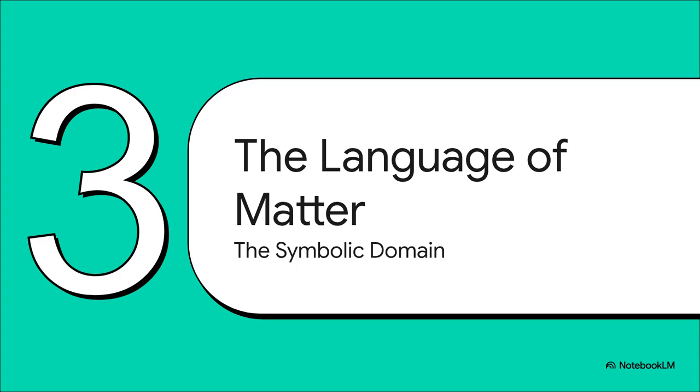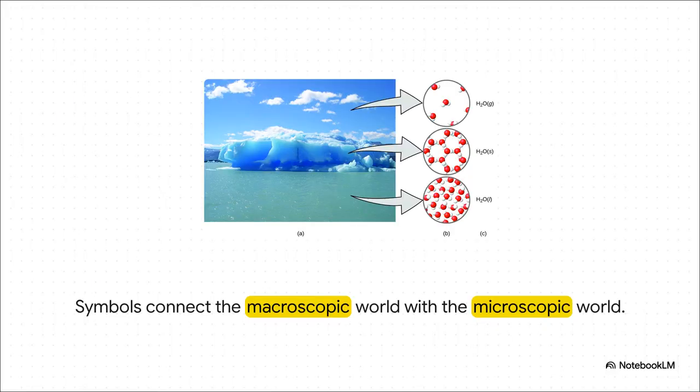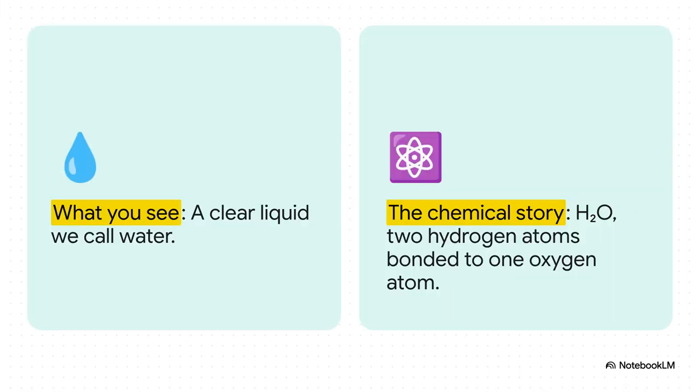And that brings us to the 3rd level, the symbolic domain. This iceberg is the perfect way to picture it. The part we can see, the macroscopic world, is just the tip. All the real stuff, the vast, invisible world of atoms and molecules, is happening underneath. The symbolic domain is the language that connects the two. Think about water. We see a clear liquid, but in the symbolic language of chemistry, we write H2O. That simple little formula tells us an entire story about the microscopic world. Every single molecule of water is made of 2 hydrogen atoms stuck to 1 oxygen atom. It's literally the recipe for reality.